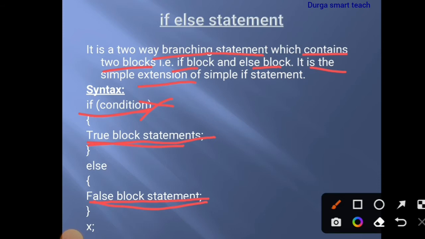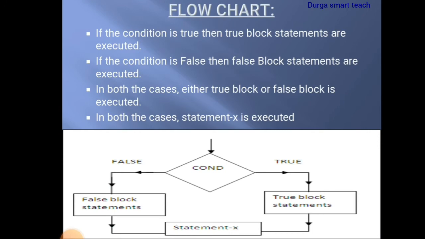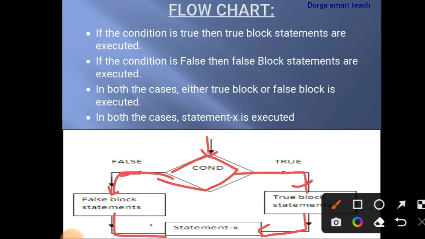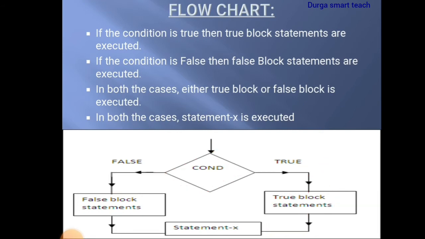Let's see the flow chart. A flowchart is a diagrammatic representation of a step-by-step process. Here first we check the condition. If it is true, then true block statements are executed and then normal statements are executed. If the condition is false, then false block statements are executed and again normal statements are executed. If it is true, false block statements are not executed. If it is false, true block statements are not executed. That is the condition.